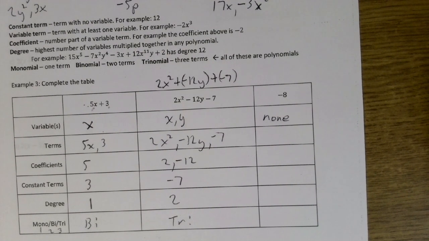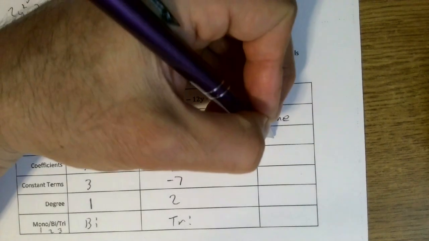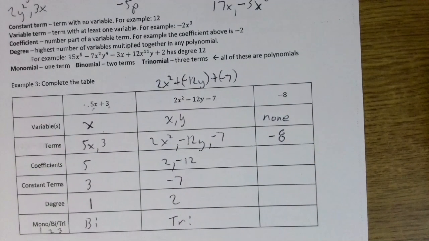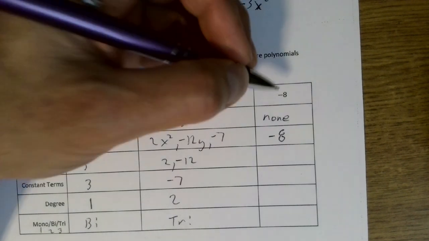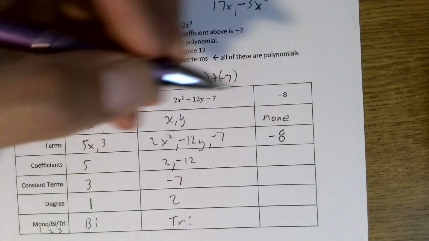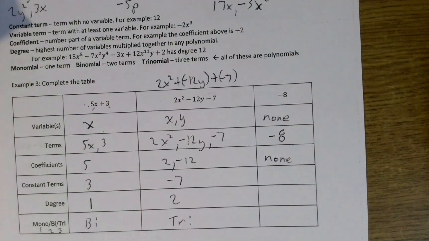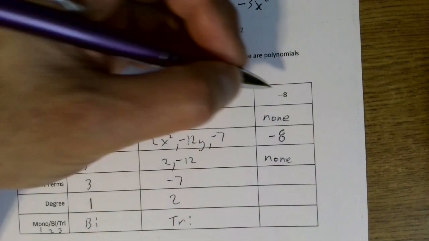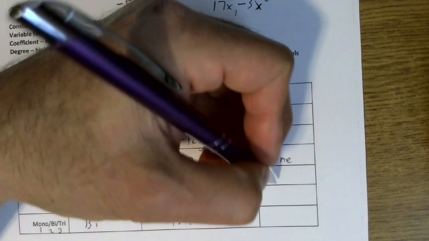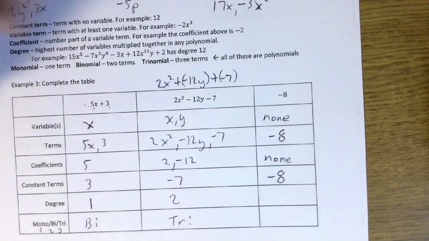Okay, next one, terms. Oh, we've just got one term. Negative 8. Coefficients. Coefficients are the number part of the variable term. Well, there's no variable term, so there's no coefficients. None. Constant term. That's without a variable. And yeah, negative 8 doesn't have a variable, so that term is a constant term.